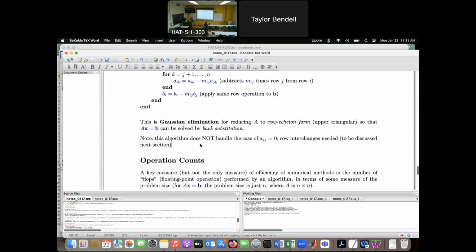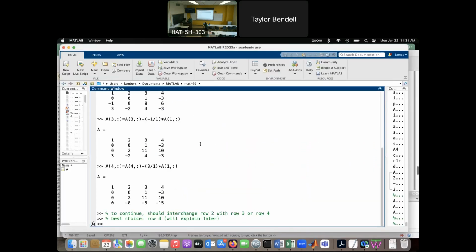I have a question about the example you just... Oh, this. Yeah, you said that the best choice is row 4. Why is that? Okay.